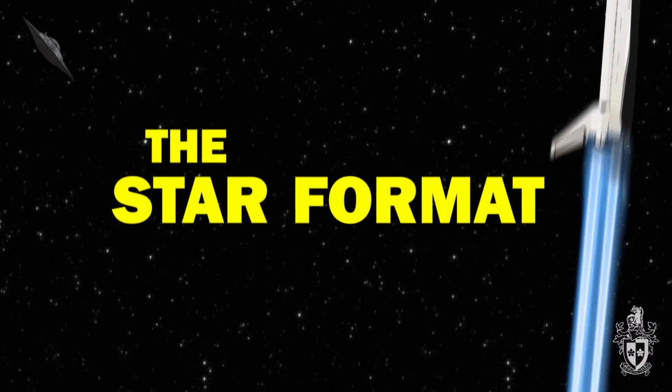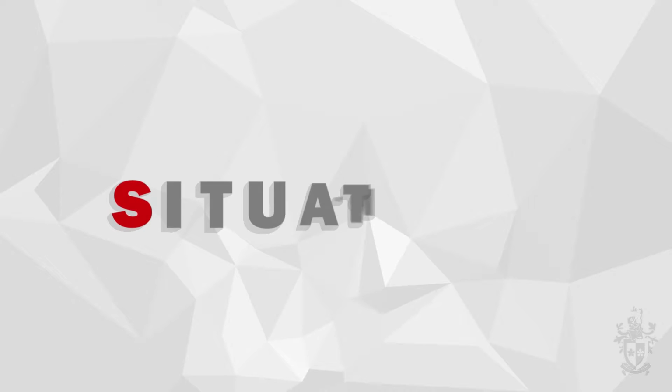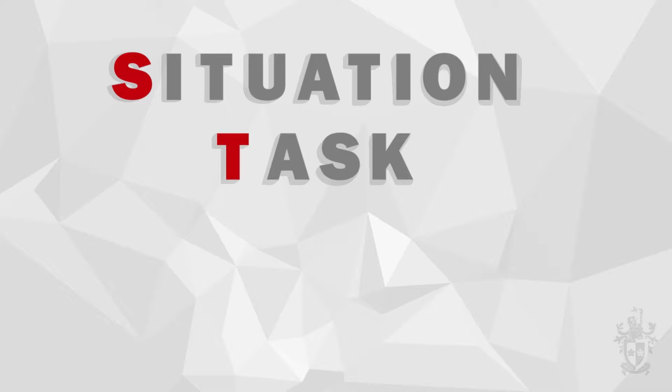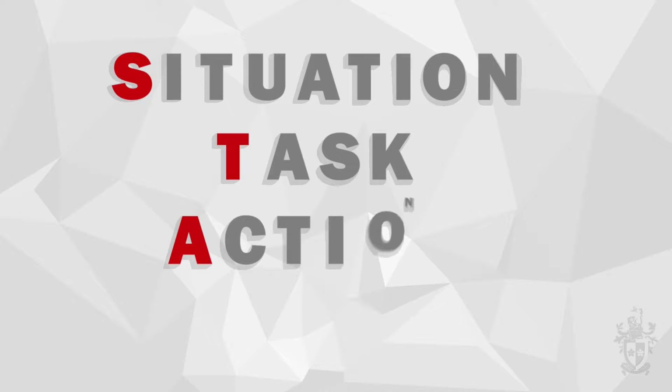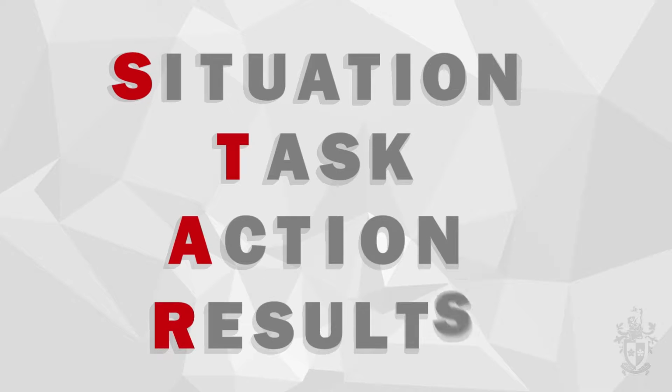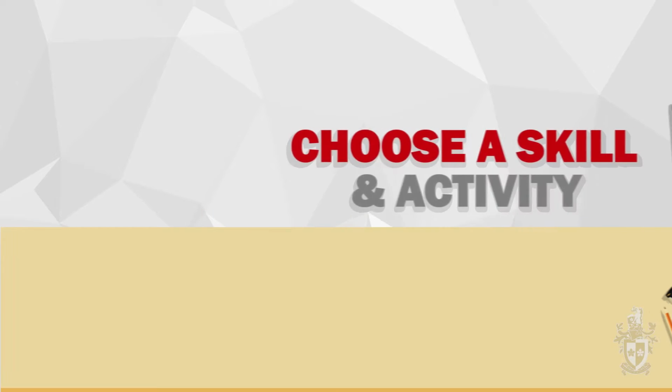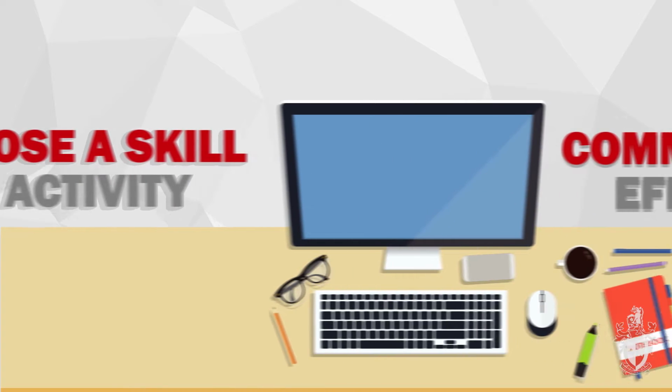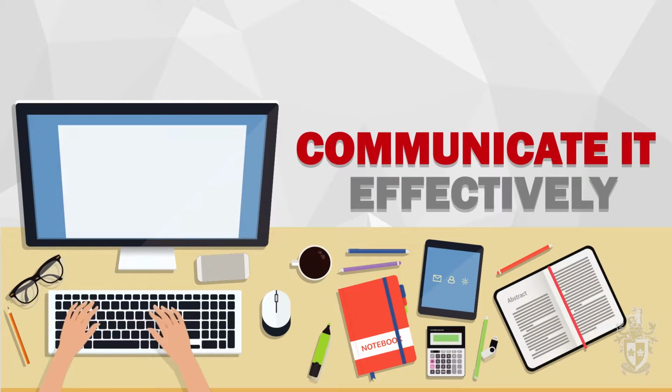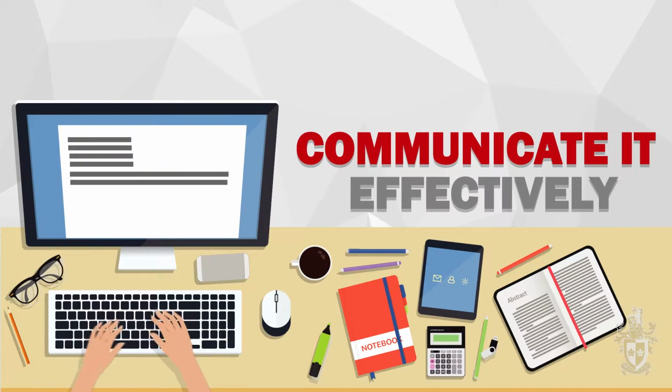Hi there! I'm going to show you step by step how to write your reflection using the STAR format. So let's begin. The S stands for situation, T stands for task, A stands for action, and R stands for results. By following this format, it gives you the chance to choose a skill and activity you want to write about and communicate it more effectively and engagingly.